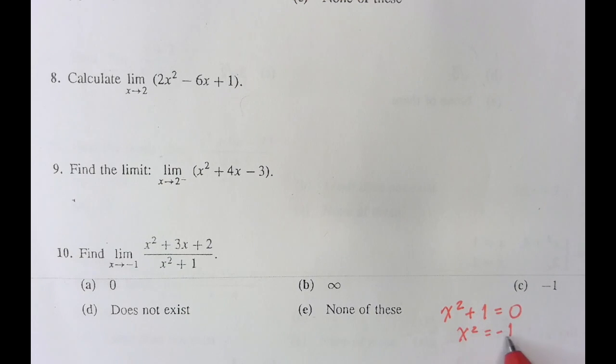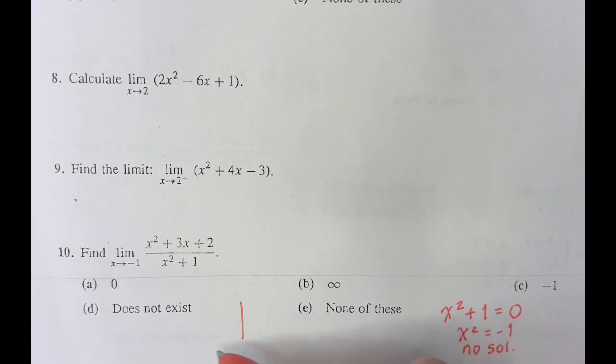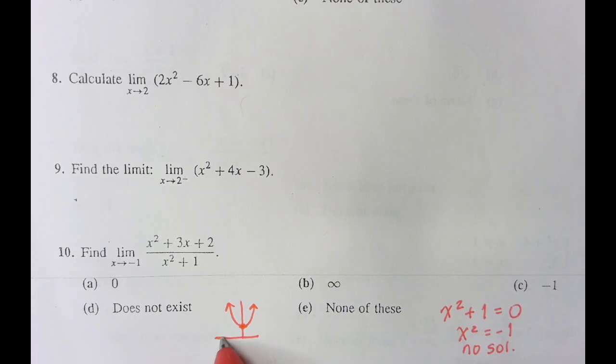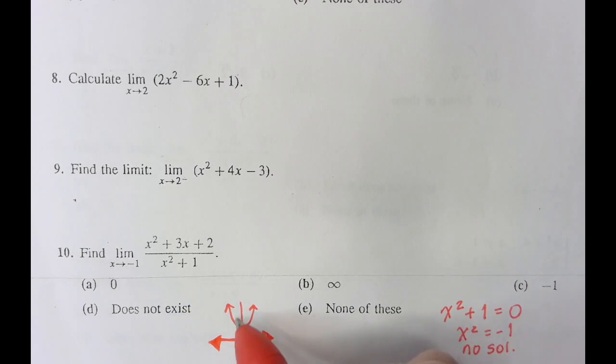X squared is always positive. It can never equal a negative number. There's clearly no solution to this part right over here, okay? So that's out. Graphically, which is more the way I like to do things, x squared plus 1 is a parabola, and it's shifted up 1 unit. And when I'm asking when does it equal 0, I'm essentially asking when does it cross the x-axis? If you ask yourself, when does a parabola shifted up 1 unit, opening upward, intersect the x-axis? The answer is never. Okay, so there's no solution.